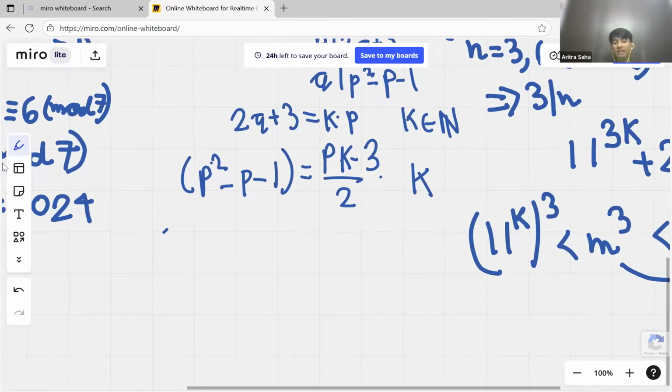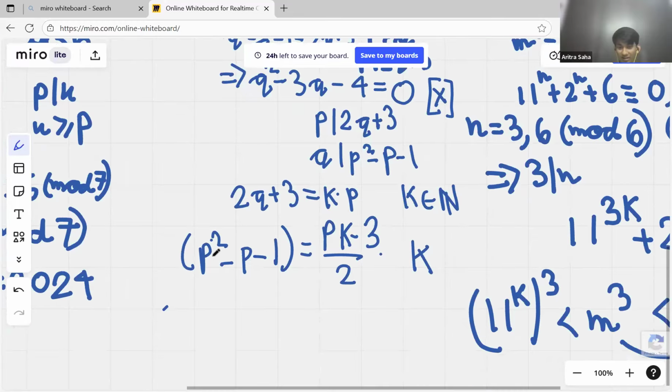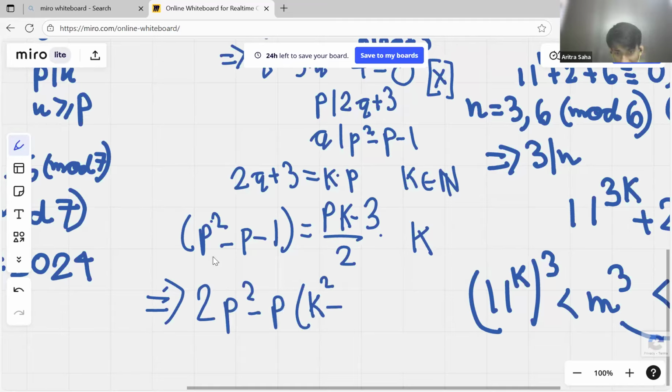Sure, we want to use the divisibility condition, but will that help much? This is an equation with p and k. Do you want to make a quadratic equation out of this where the roots are integers? Because this will be a nice quadratic equation to make. So let's write the quadratic equation down. You can simplify it. I am not doing anything more, I'm just writing it down.